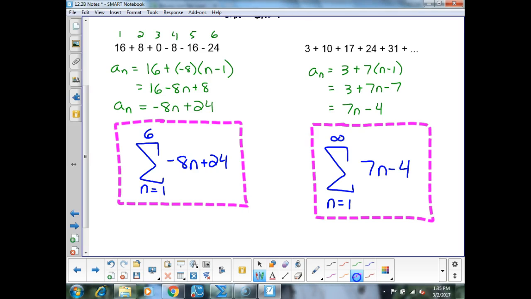Wait, real quick, on the left one, why didn't you plug 6 into n? Because we know we have 6 terms, and I already know that the 6th term is negative 24. I just needed to know where to stop. That's why I counted. I needed that top number. Over there, I didn't have to count because it goes on forever, so I know it's going to infinity. If it would have stopped right here, then this all would have been the same, except instead of infinity here, it would have been 5 on the top.